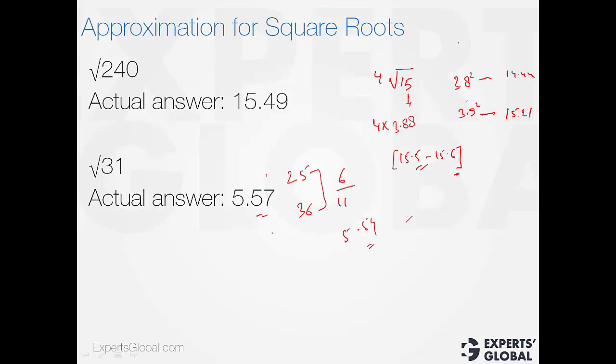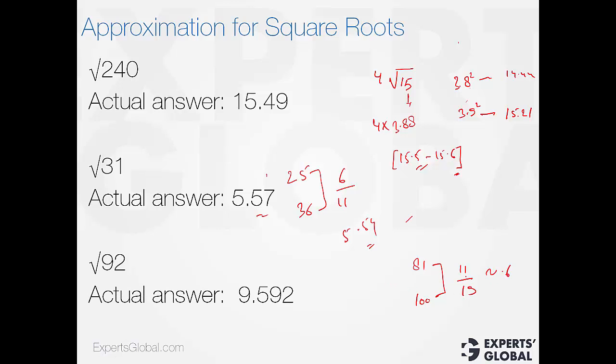Square root 92 turns out between 81 and 100. The difference is 19 here. The difference here between 81 and 92 is 11. 11 upon 19, roughly 0.6. Very quickly, should be something like 9.6, you know, 9.592. So practically this is how I would do it in like 10 seconds and actually save a lot of time.